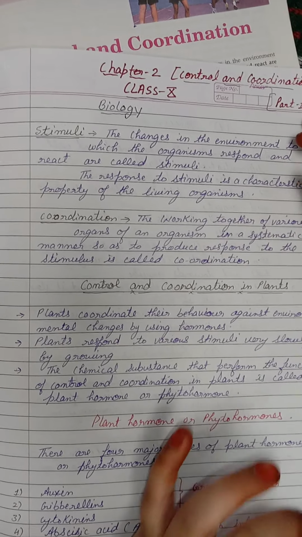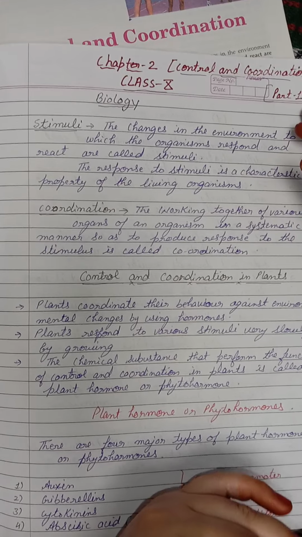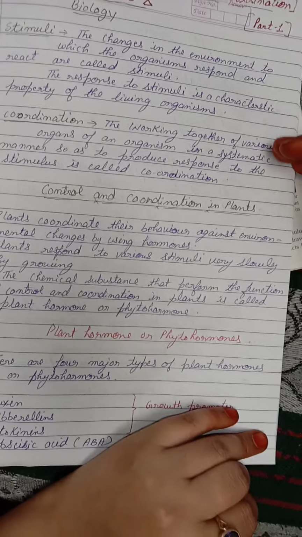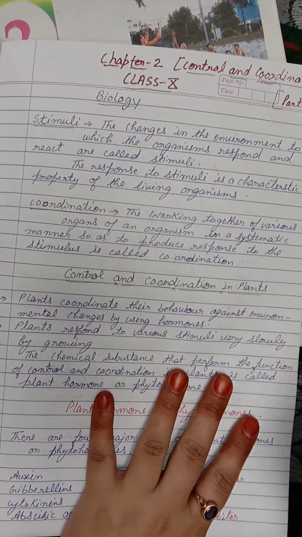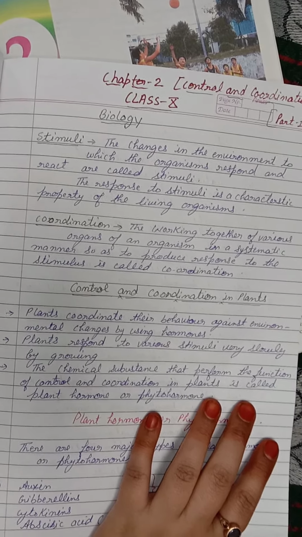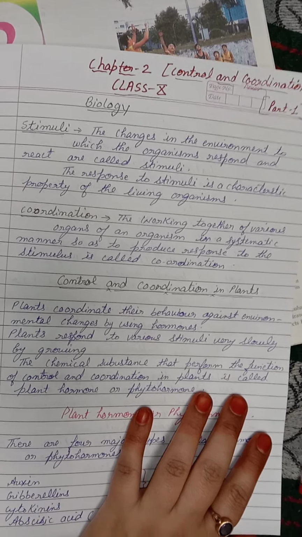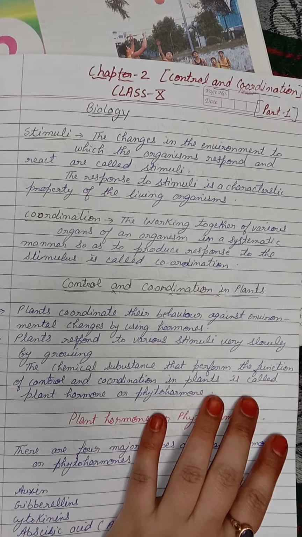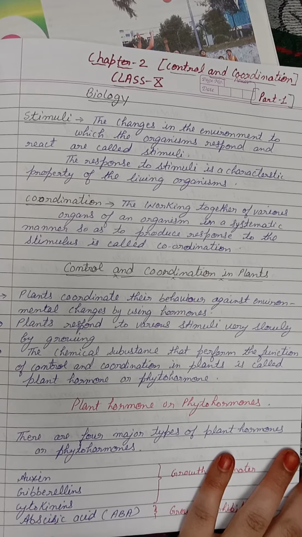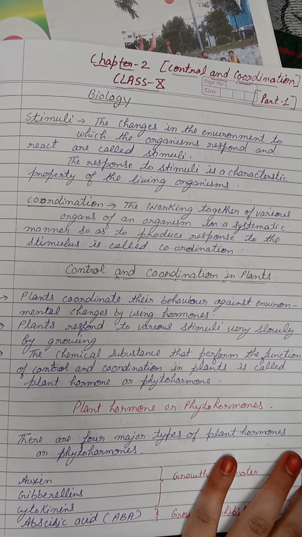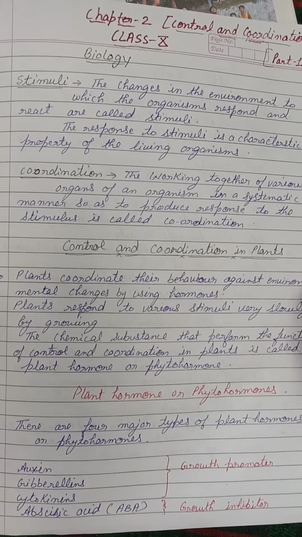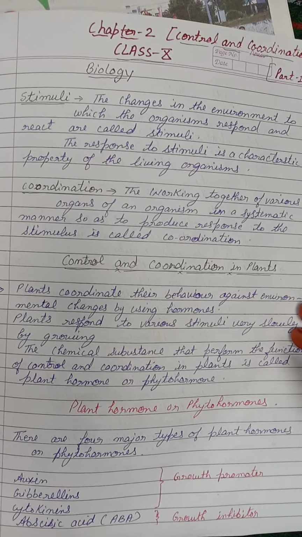Here I use the word stimulus, meaning the change in the environment that the organism responds to. Now we will start with control and coordination in plants. One most important thing: plants do not have a complex body like human beings. So in plants, control and coordination is very simple, maintained by using hormones only. Plants respond to various stimuli, and with the help of hormones they produce movements. This is called plant movement, and it is stimulated by plant hormones.